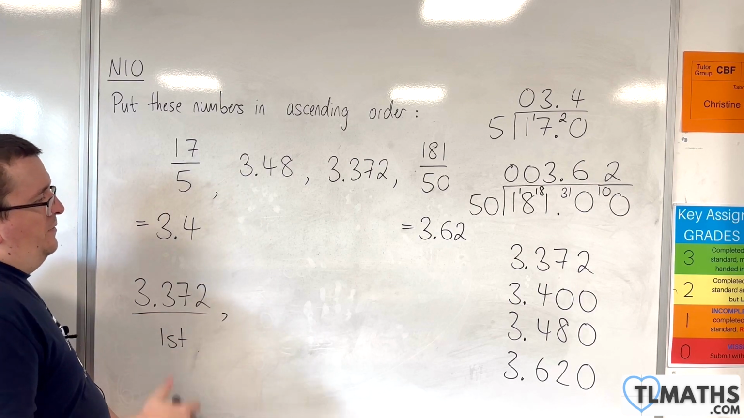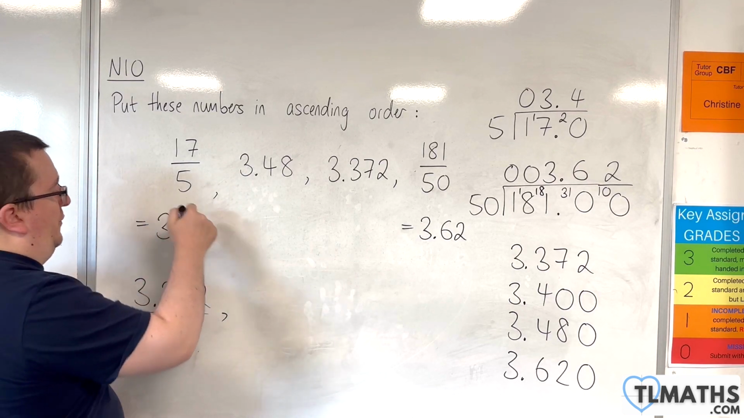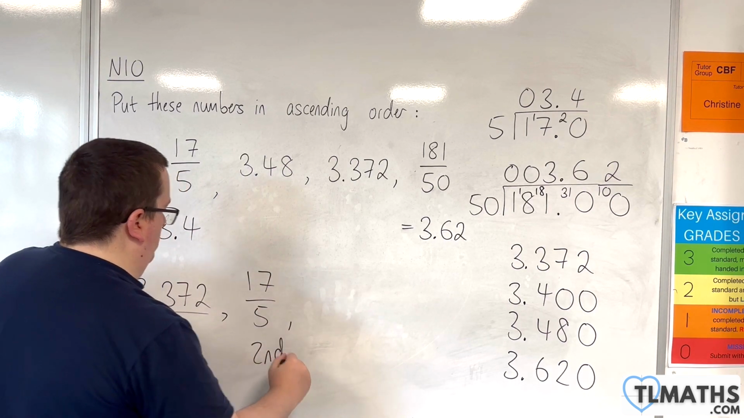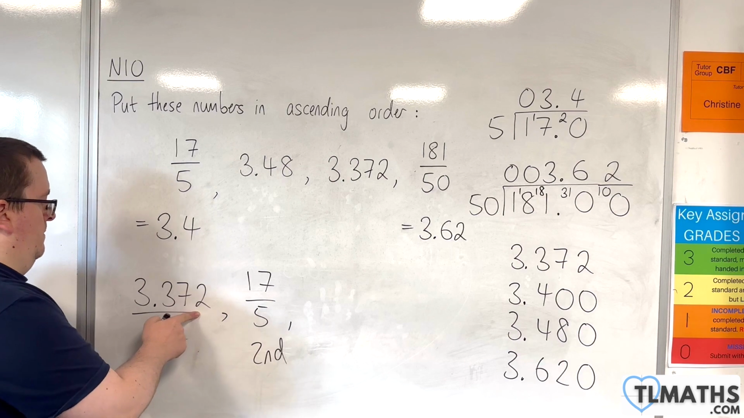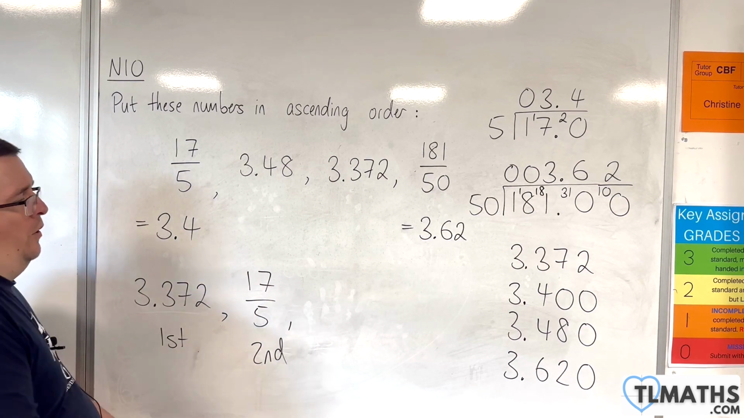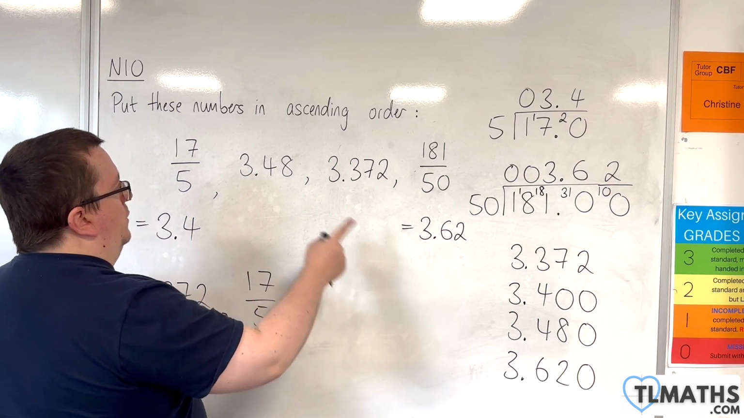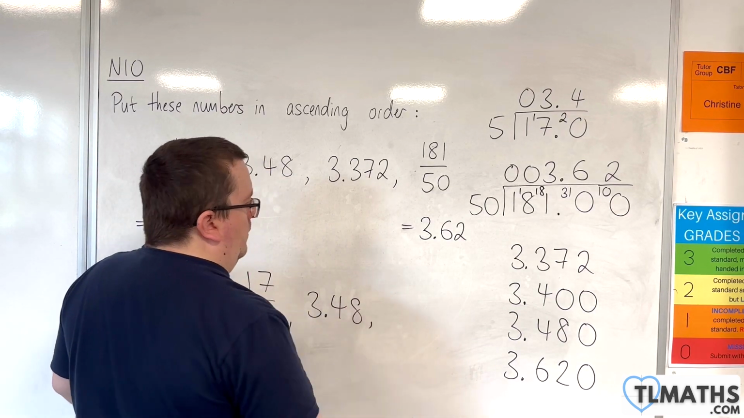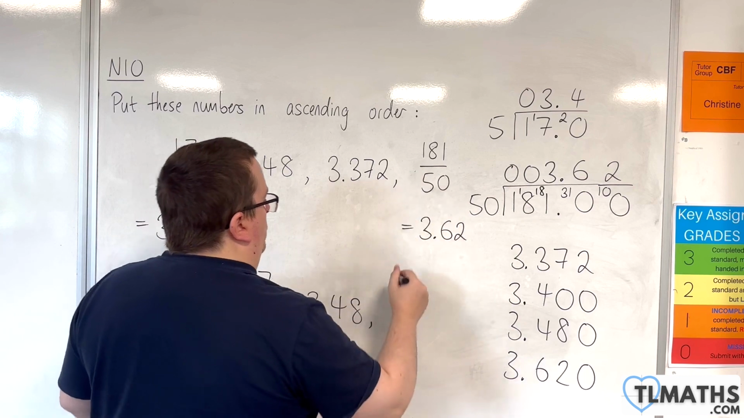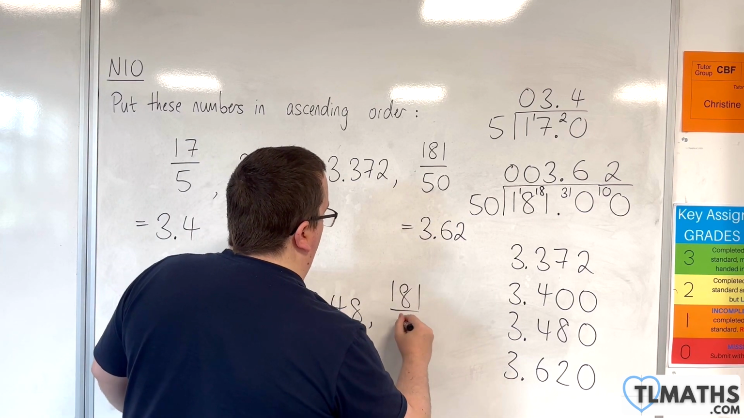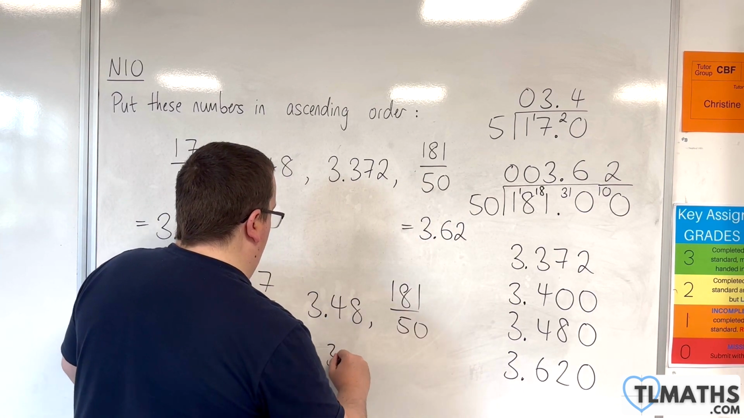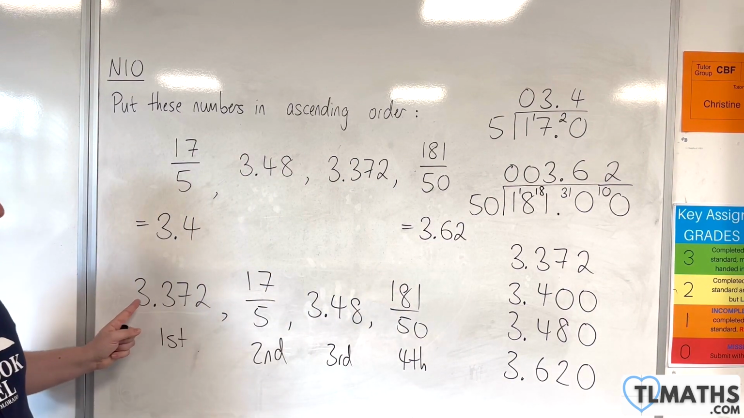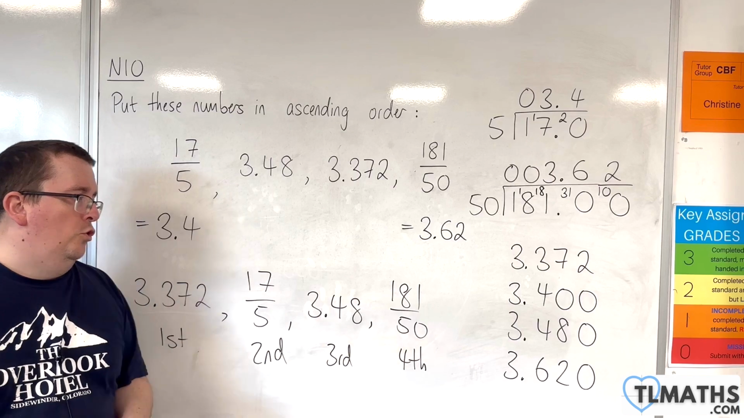Okay, then it's the 3.4, which is 17 over 5. That's second. Okay, then we've got the 3.48, which was there. Then we've got the 3.62, which is 181 over 50. So that's third, and that's fourth. Okay, so that is now in ascending order of size.